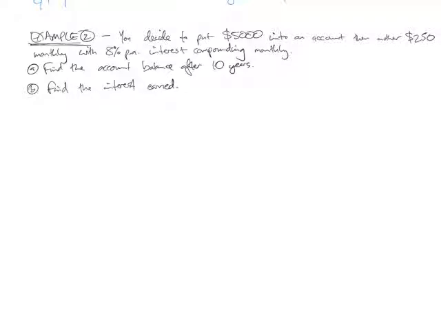And I want to show you an example with a starting balance. So as always, it's going to be a TVM solver calculation, so you have to tell me what you put into the calculator. So N, I, PV, PMT, FV, PY, CY. You decide to put $5,000 into an account, then another $250 monthly, with 8% per annum interest compounding monthly. What's the account balance after 10 years? So what do we know here?